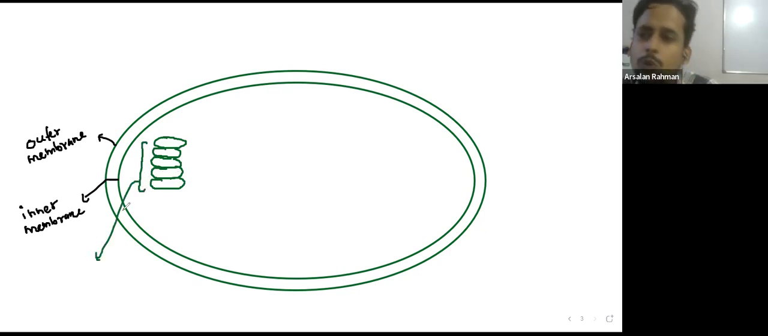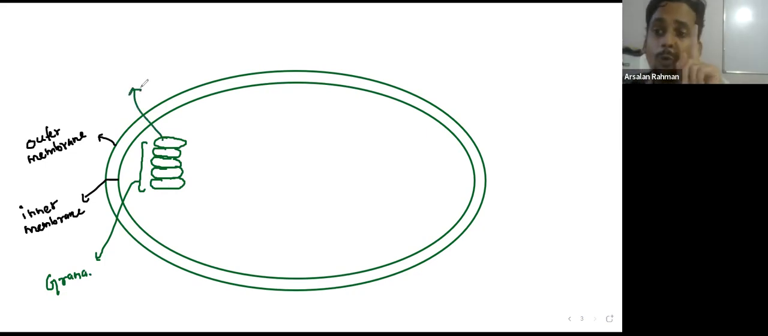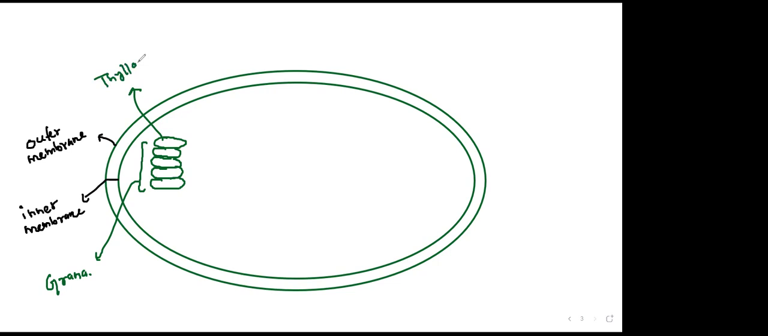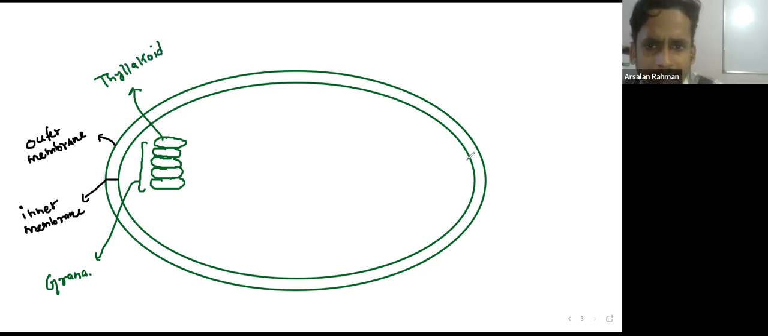This whole structure is known as grana. You don't have to remember all of this. This whole structure is known as grana, and a single coin-like structure is known as thylakoid. And a group of thylakoids is known as what? Grana. Understood or not? This is thylakoid. So there are a lot of grana. Let me make another grana for you here.